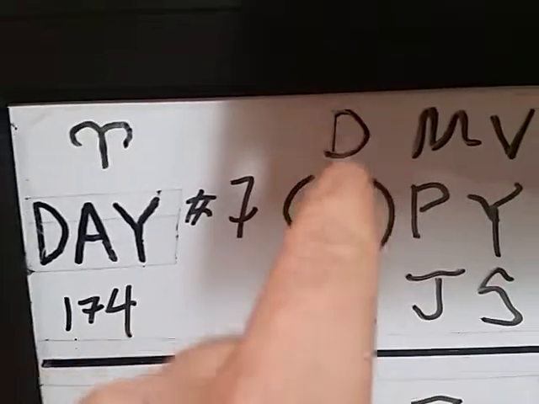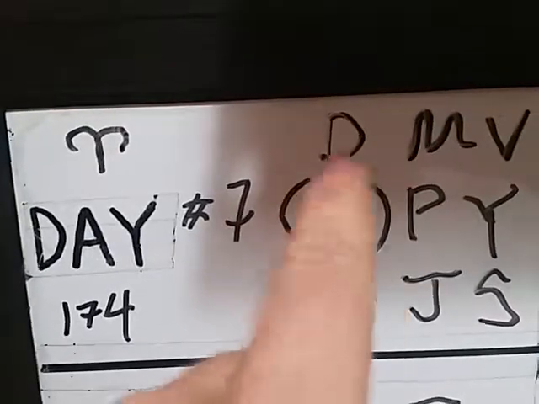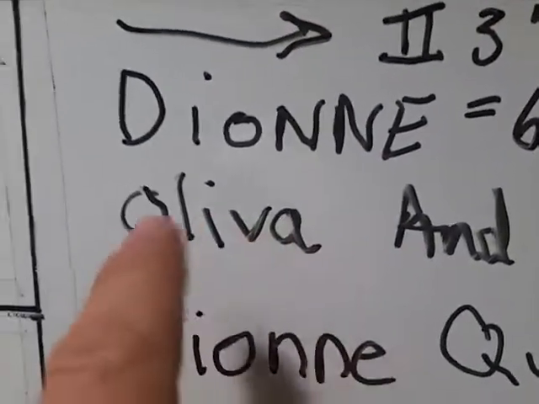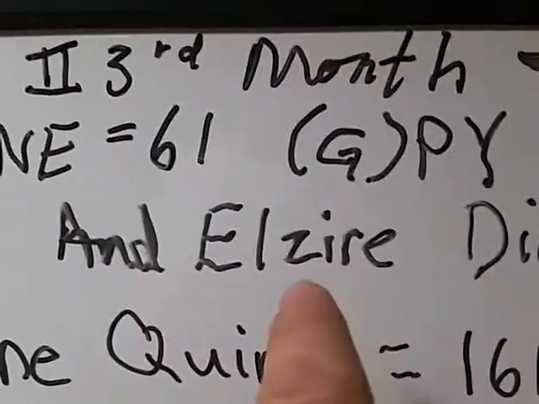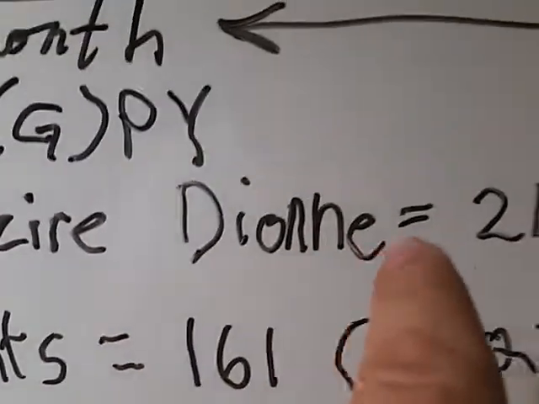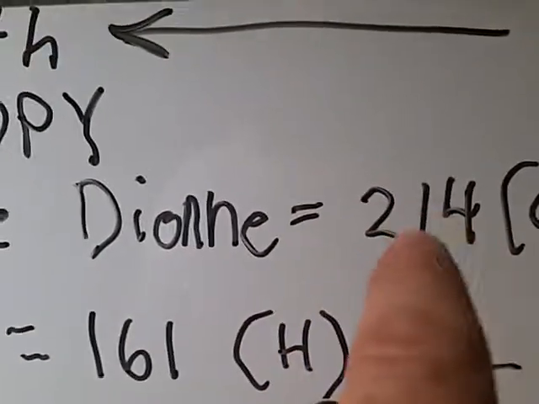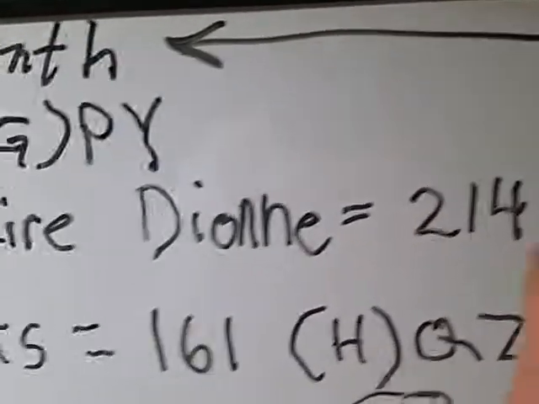Girls, daughters, Dionne daughters, Dionne girls, okay? Now, if we add the dad, Oliva, and the mom, Dionne, equals 214. So 2 plus 1 plus 4 is 7. That's our letter G.